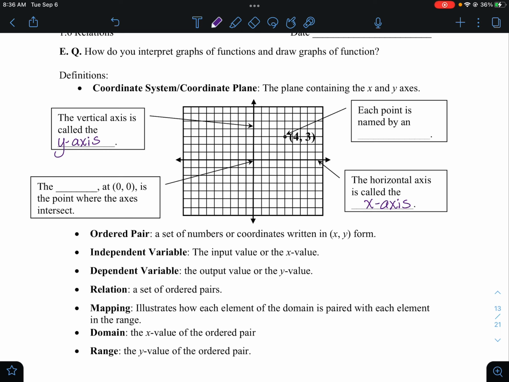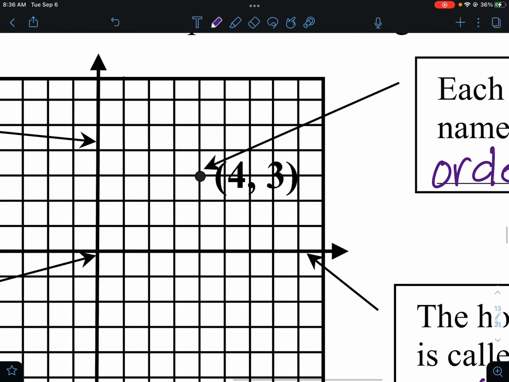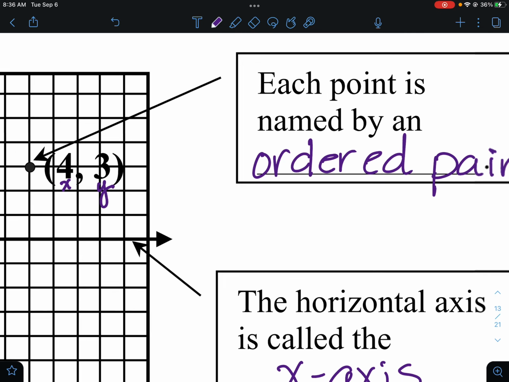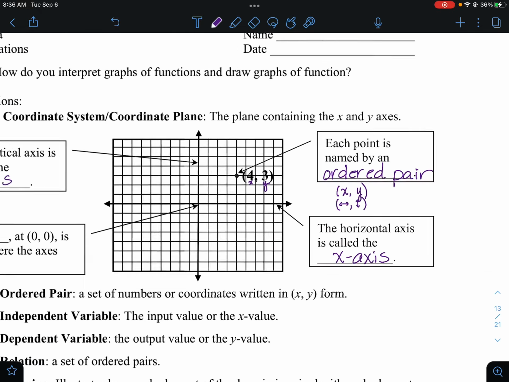We have what we called ordered pairs. Okay, so each point is named by an ordered pair. And that simply just states your position on the coordinate plane, okay? Each ordered pair has an x value and a y value. So the x coordinate is first, and we can put that over here. And then the y coordinate is second. So we go left to right first, and then up and down second.